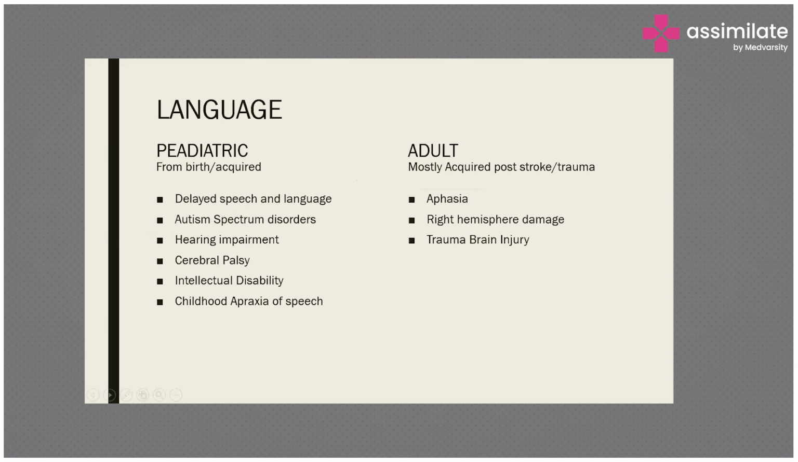Now coming to language. Language disorders in pediatric and adult populations can be clearly distinguished. In pediatric, they are usually from birth or they are usually acquired. Examples would be delayed speech and language, autism spectrum disorders, hearing impairment, cerebral palsy, intellectual disability, childhood apraxia of speech. And in adults, they are mostly acquired, either post-stroke or after some trauma. So they qualify as aphasia, right hemisphere damage, or TBI.